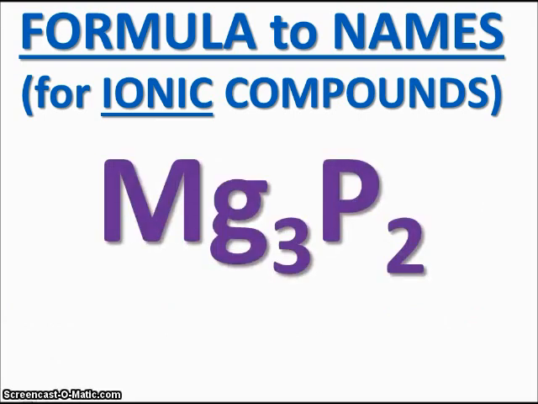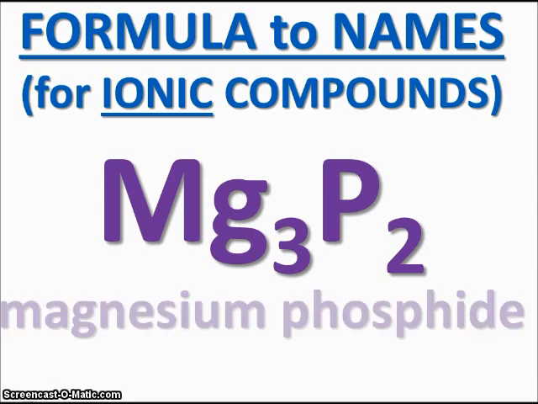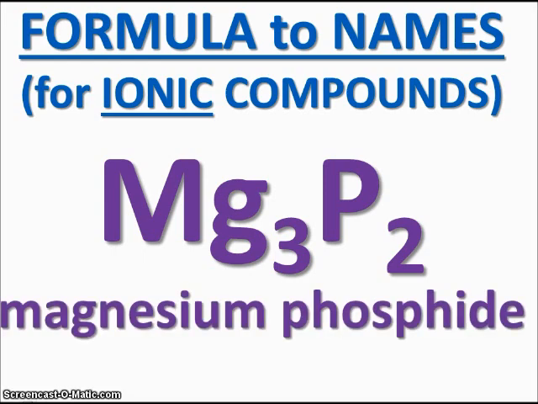Try Mg3P2. Pause the video and write down the name. Okay, did you get it? Magnesium phosphide. No, nothing to indicate the numbers, just name what you see. Magnesium is a metal, it's ionic, just name what you see, magnesium phosphide.